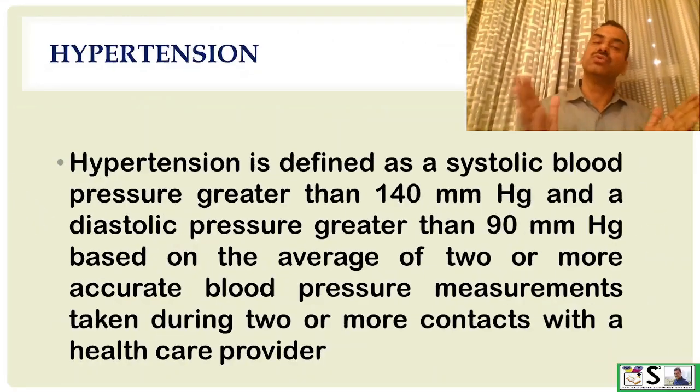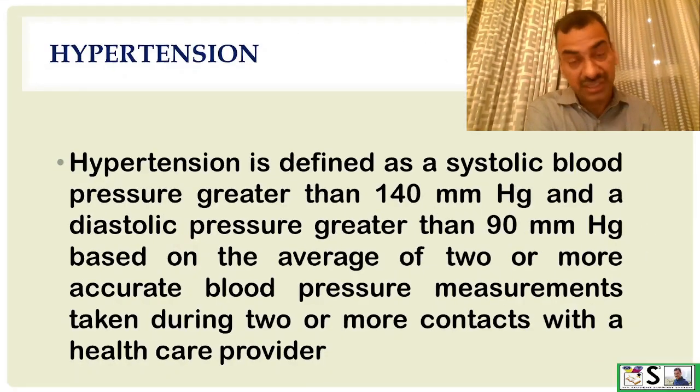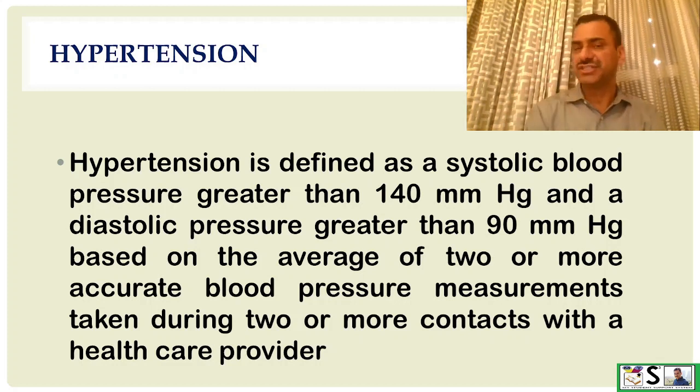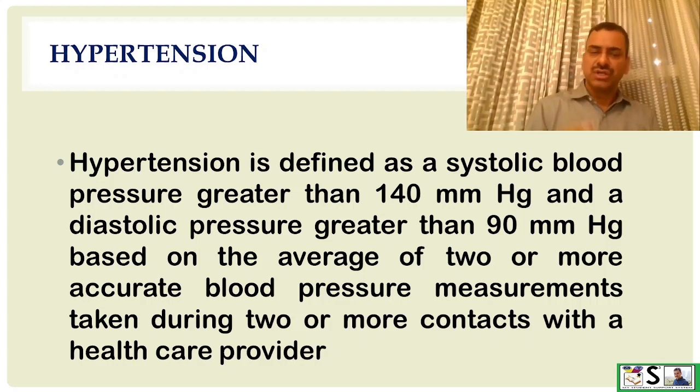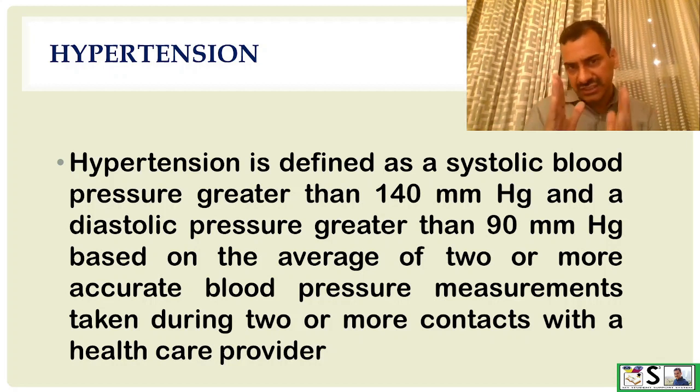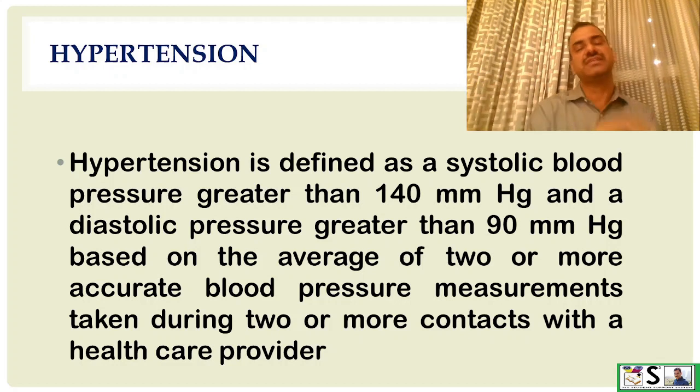And now we come to hypertension. What is hypertension? Hypertension is defined as a systolic blood pressure greater than 140 mm of Hg and diastolic blood pressure more than 90 mm of Hg. And this blood pressure monitoring should be done at two different points of time and two or more contacts.